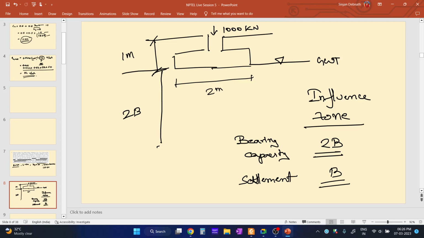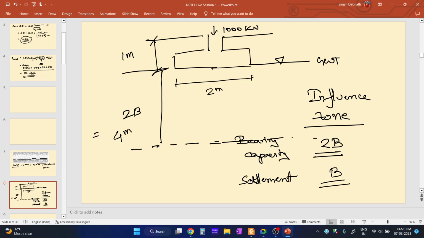So now let us solve this problem. What is happening over here? What is the value of 2b? The value of 2b is 4 meter, right? 2 into the breadth, which is 2 meter, so 2 into 2 is 4 meter. So we need to consider up to this layer, up to this boundary actually, up to 4.